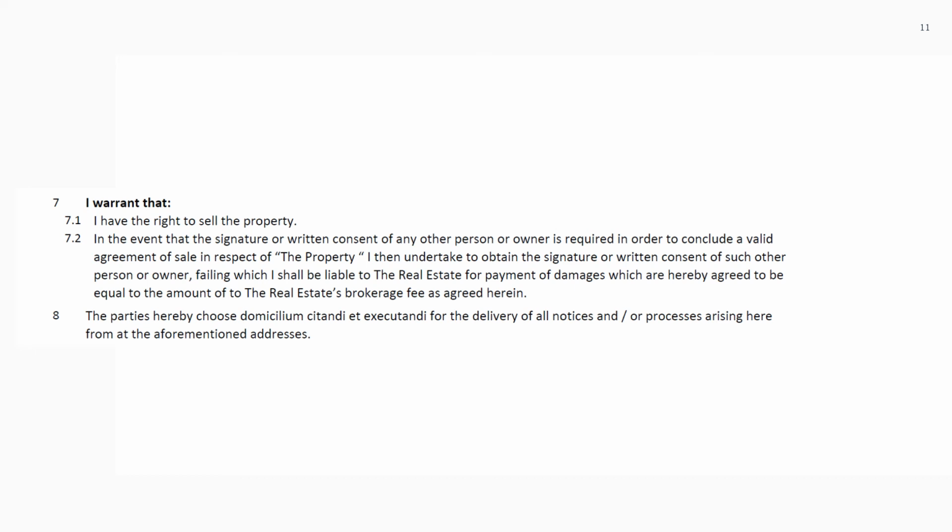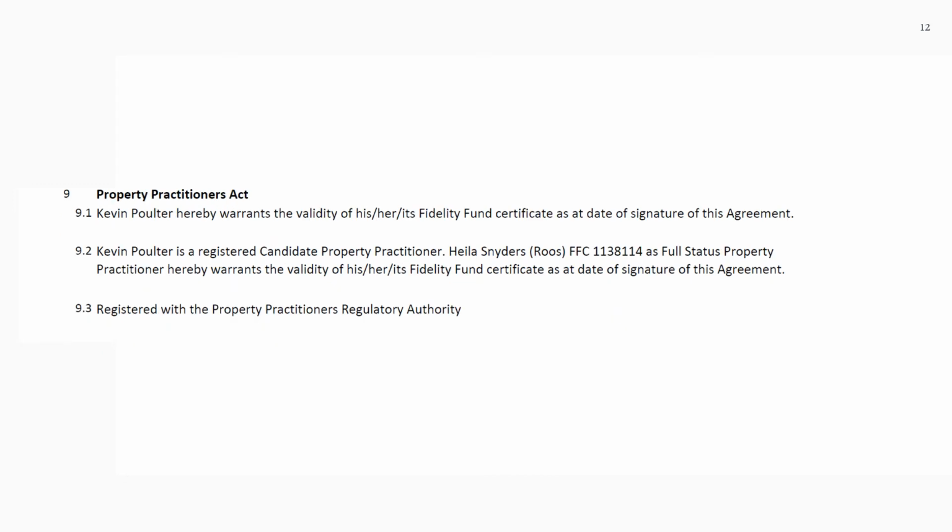Section 7 is where you as a seller warrant that you have the right to sell this property. Should this not be the case, we as a real estate agent have the right to claim damages with regards to this agreement. Section 8 specifies your address that will be used for any communication. Section 9, the final section of this before signature.